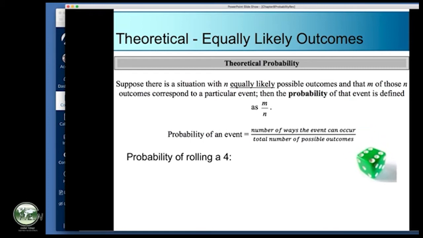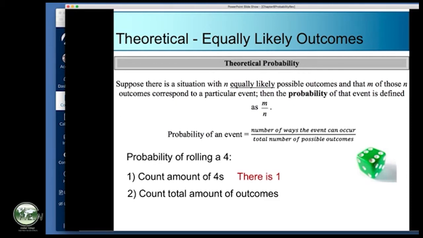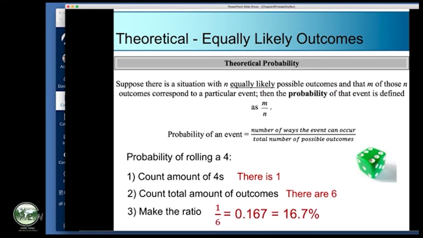Probability of rolling a 4, there's our die. Count the number of 4s. There's 1. Total outcomes, how many different things could happen? 1 through 6. There's 6. Make the ratio, 1 divided by 6, 0.167 or 16.7% for rolling a 4. And again, it gets more complicated. Usually there's no dice game, but just rolling a single die. It's rolling 2 dice, because then it makes the probabilities more interesting, I guess. Okay.